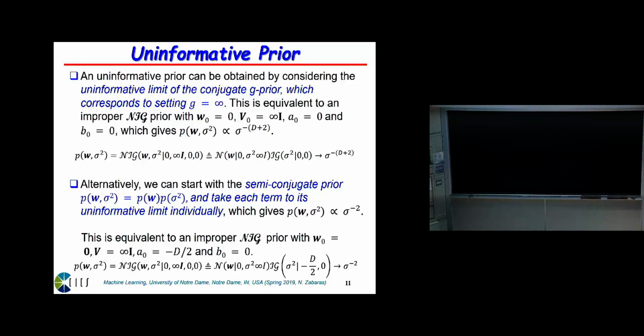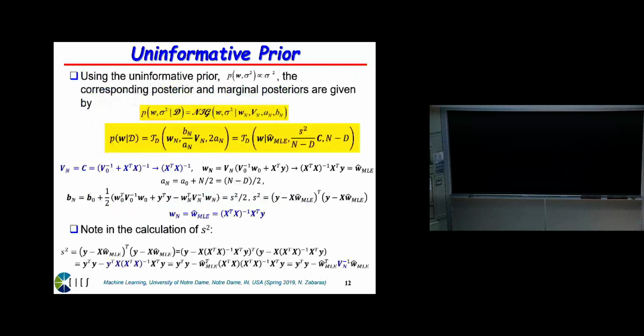So here, instead of choosing 0, you have to put this weird number minus d over 2. So if you put minus d over 2, you get this sigma to minus 2. All right. So if we use this prior, let me go fast because we have only 4 minutes left. So if we use this uninformative prior, it's a limit basically on this conjugate prior we discussed.